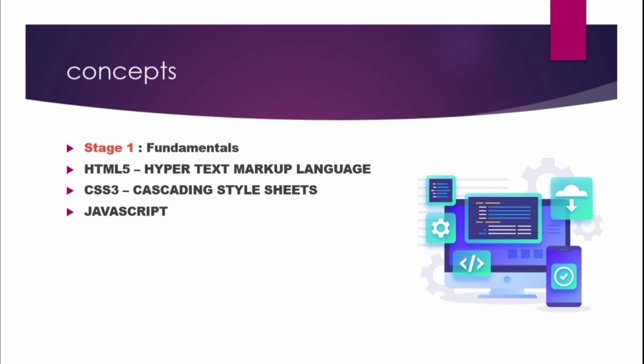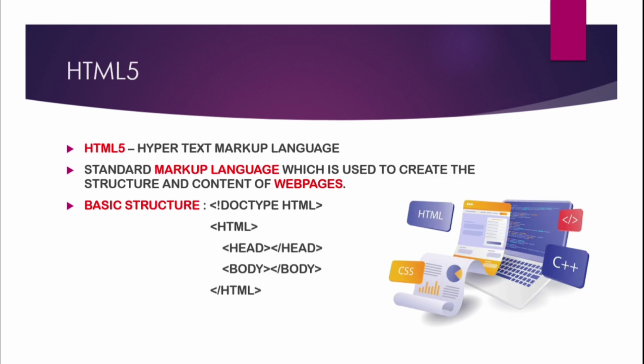So this is stage 1, the fundamentals. Here we have HTML5, which is hypertext markup language, CSS3, cascading style sheets, and JavaScript. Then we can go to HTML5, the first language that you need to learn to begin your front-end journey. HTML5 stands for hypertext markup language. This is the standard markup language used to create the structure and content of web pages.